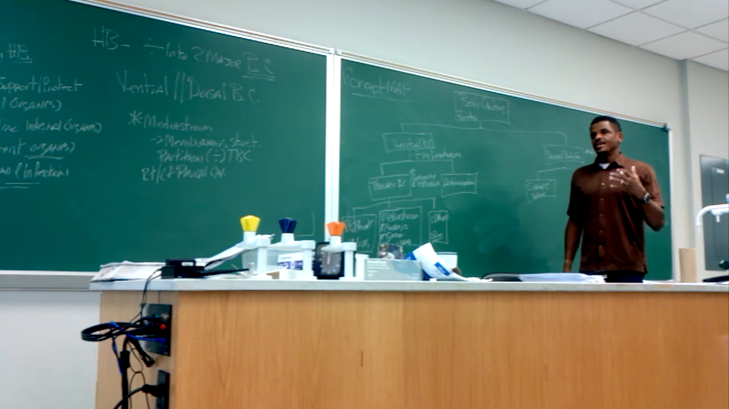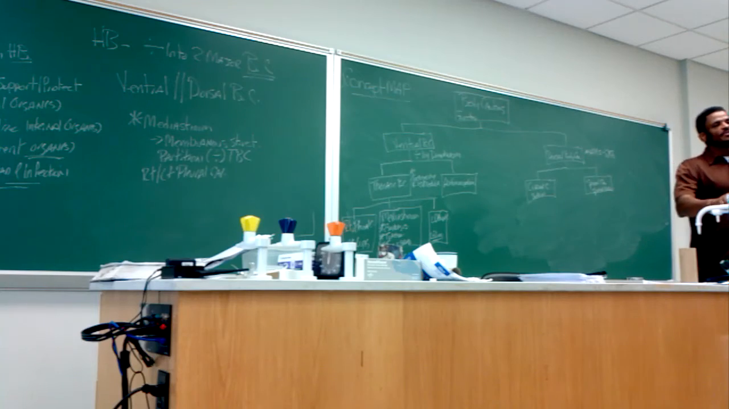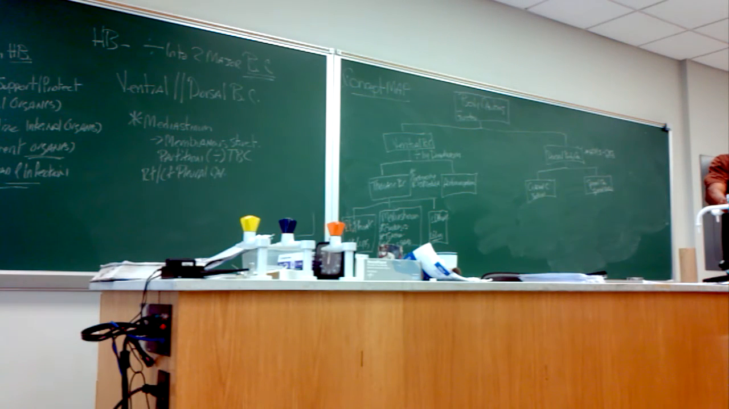So as we take a look, the ventral body cavity, we divide it superiorly and inferiorly by the what? By the diaphragm. Inferior to the diaphragm, we have the abdominal pelvic. We have the what? Superior to the diaphragm, we have the thoracic body cavity. Is everybody okay with that?